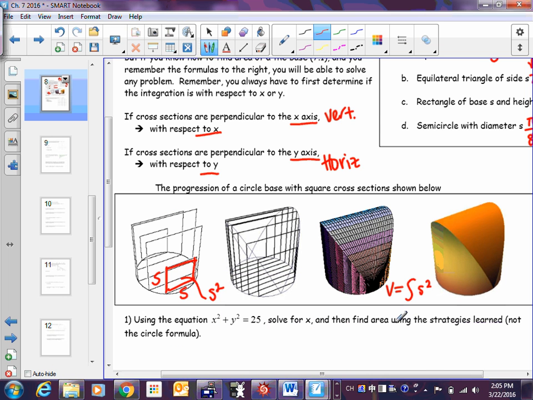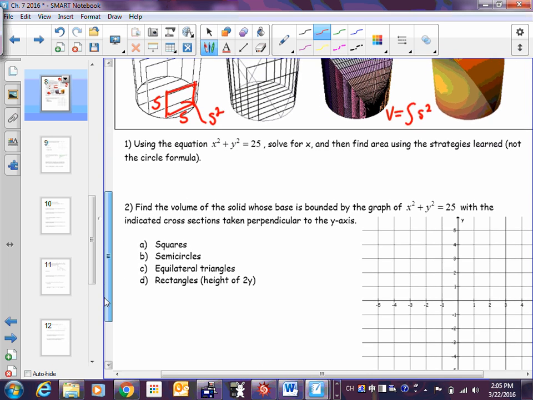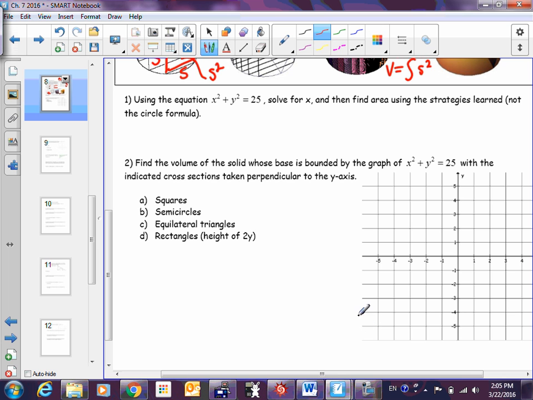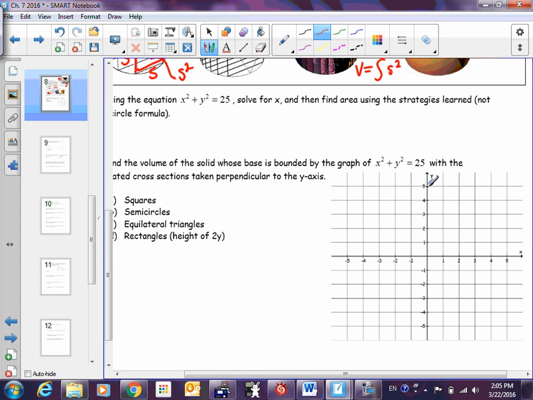So, okay, here's how this actually works with the calculus. I know you guys are super excited and you can't wait to do some integrating. So let's start a new problem, and let's do something we already know how to do, which is find area. This says, using the equation x² + y² = 25, solve for x and find the area, not using the circle formula. But this is a circle. What is the circle's radius? 5. Let's go ahead and graph this here.